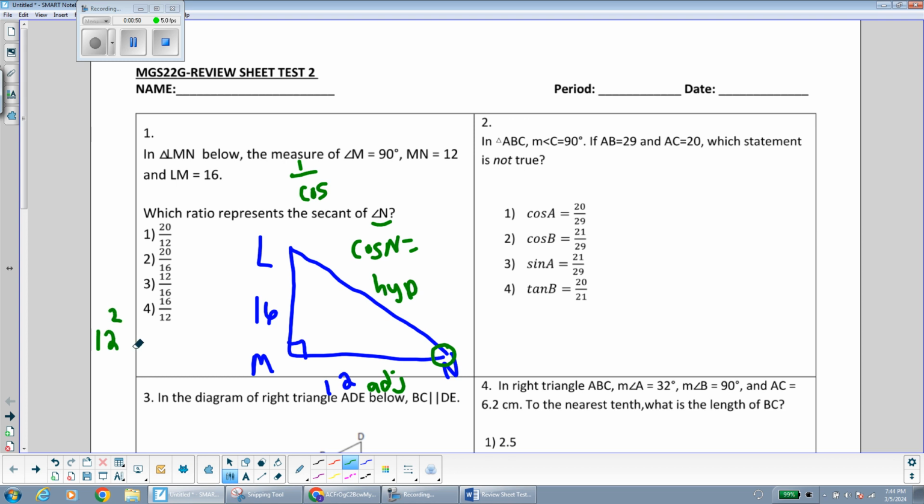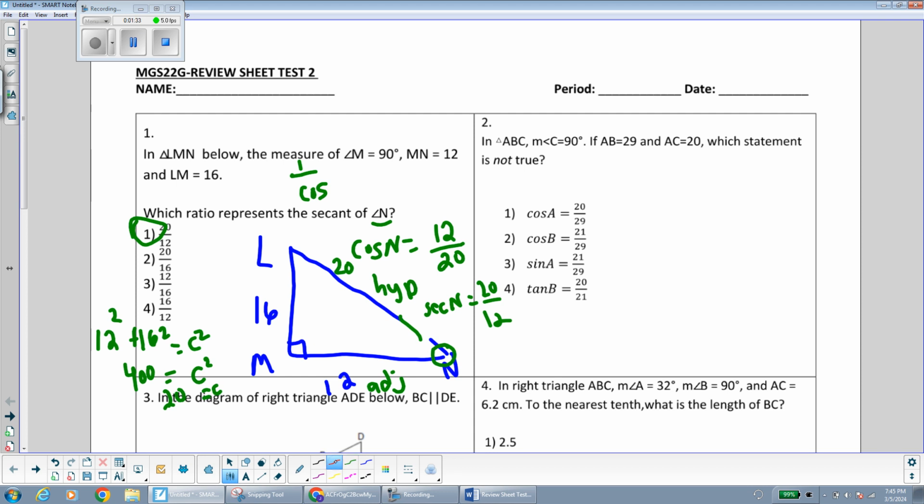I can do 12 squared plus 16 squared is equal to c squared. Using my calculator, I'm going to type in 12 squared plus 16 squared, and I get 400. So c is equal to 20 if we take the square root of both sides. So adjacent over hypotenuse is 12 over 20. And if I flip that over to find secant of angle N, it would be 20 over 12. And that's answer choice number 1.